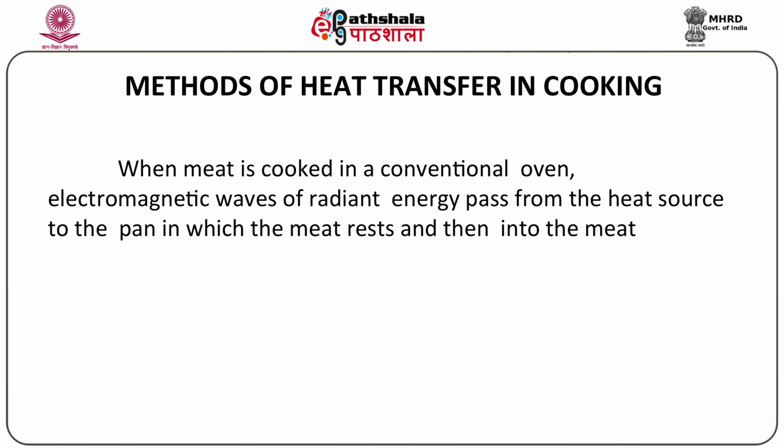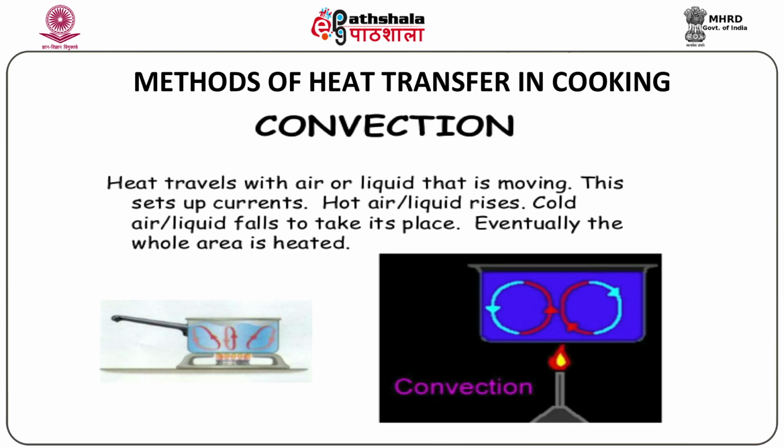When meat is cooked in a conventional oven, electromagnetic waves of radiant energy pass from the heat source to the pan in which the meat rests and then into the meat. So this is how convection currents are set up. When heated air or liquid is moving, the convection currents are set up.